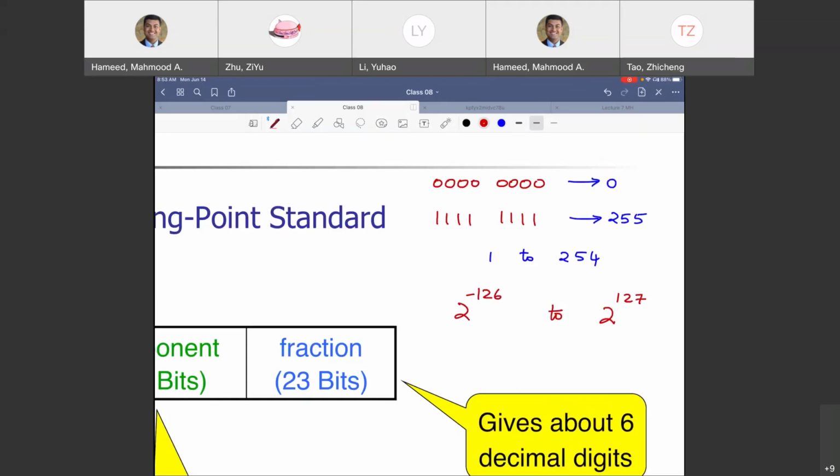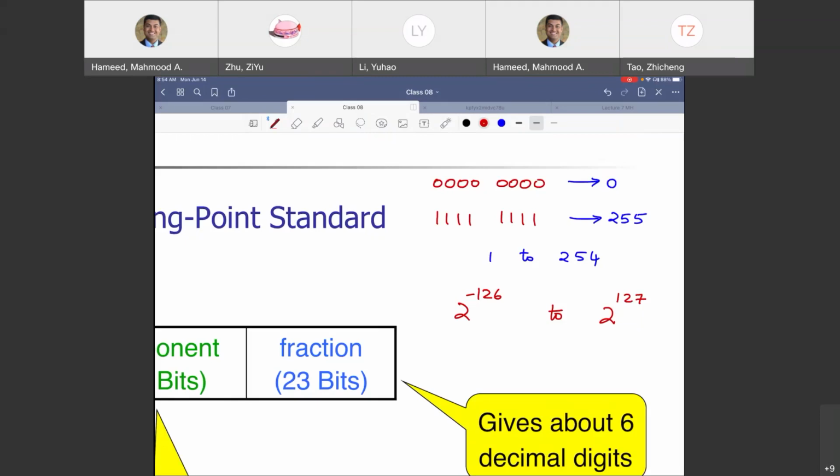That would be the range of numbers you can represent with 8 bits in the exponent field. So I've told you why smallest, largest, 0 to 255. Assign this to 0, assign this to infinity. You're left with 1 to 254. That's 254 numbers. Sometimes I need positive exponents, sometimes I need negative. I'm going to split that in half. 2 raised to negative 126 to positive 2 raised to 127. That would be the range.